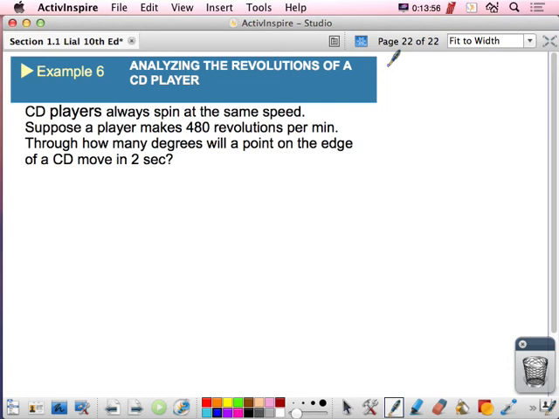Okay, so we know that CD players always spin at the same speed. Suppose that we have one that goes 480 revolutions per minute. I want to figure out how many degrees a point on the edge of a CD will move in 2 seconds. So first off, 480 revolutions per minute is what I was given, correct? But we need to convert that not to minutes, but to seconds. I need to know about the seconds. So that means that I have to multiply that by 60, and there are 60 seconds in 1 minute.